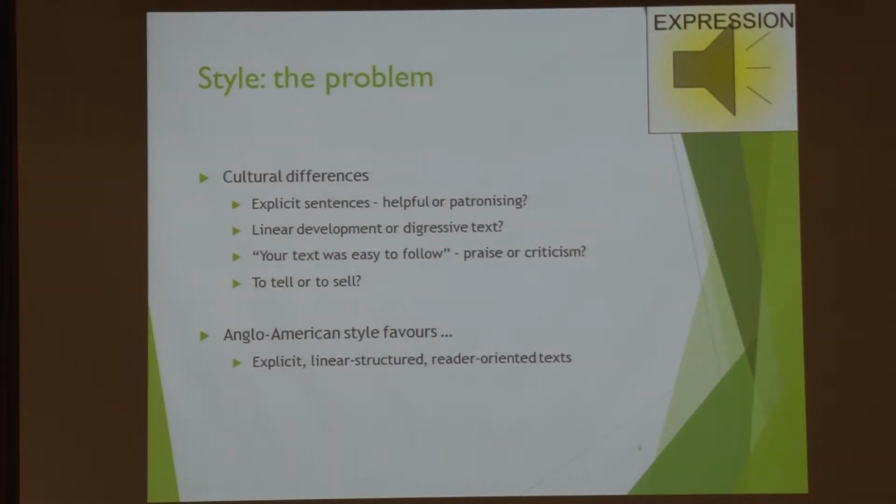Okay. So linear development or digressive text. In the humanities, you sometimes go for digressive text, which is where you talk around a subject rather than talking about a subject. But again, it's a style that's not commonly favoured. We prefer things to be more obvious and more blunt. Follow. That's praise indeed, because you want people to be able to follow your text easily.